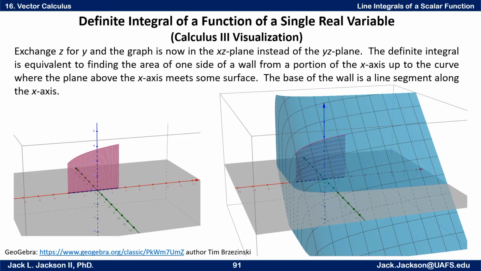So basically what we're doing is finding the area of one side of a wall or fence or curtain. This one is a straight wall, or a straight fence, where the bottom of the fence is just a line segment along the x-axis here. But the height of the wall or height of the fence is variable. In this case, it's tallest at this end and shortest at this end. And the height of that is given by values on this surface over here.